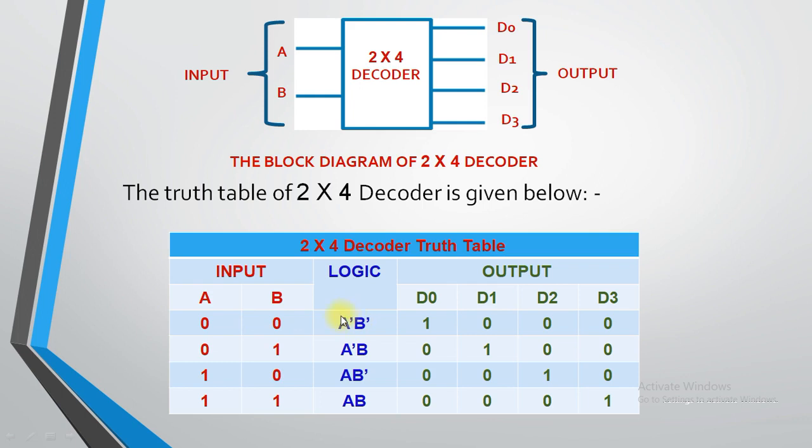Say for example, in the first case both variables contain 0 value. So what you need to do? You need to do complement of both the variables. Complement can be represented by a dash. So what you need to do? A dash, B dash. Right? In the first case. In the second combination, what is it? 0 and 1. So A dash B is the logic. In the third case A B dash, and in the fourth case A B. In this way you can form a logic.